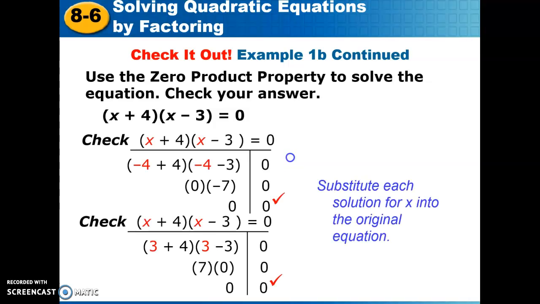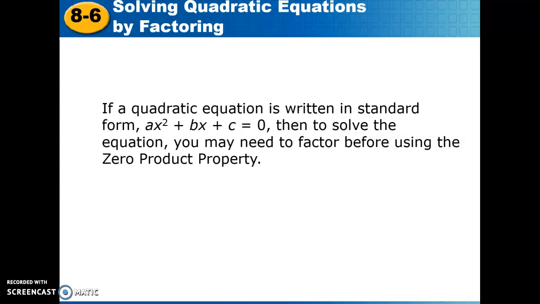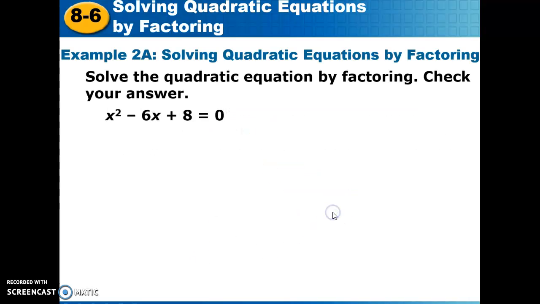Okay, now we're going to get into the meat and potatoes of this. If you have a quadratic equation that's written like this, where everything's on the left side and it's set equal to 0, what we can do is factor the left side or the right side, whichever side is not the 0, and we can use the zero product property. Okay, so let's take a look at our first example.